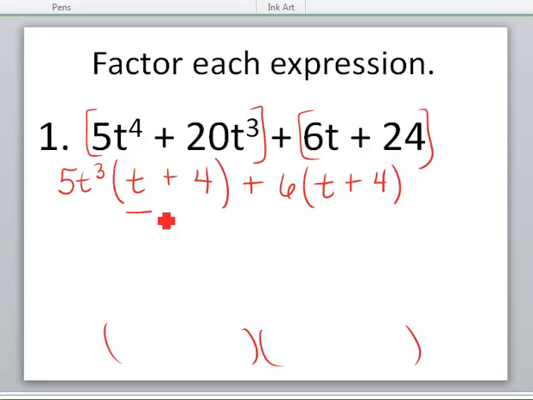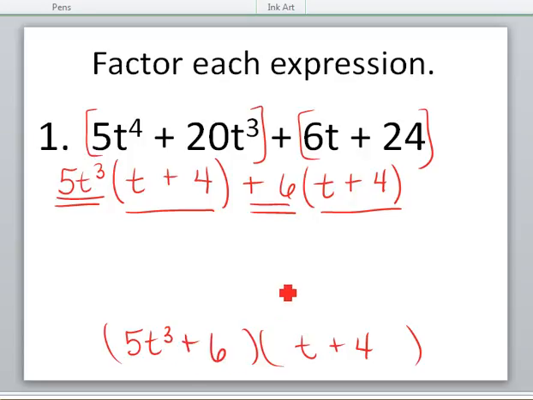Now, our goal is to make sure that these sets of parentheses are identical, because if they are identical, we can just write them one time, and then we can put the parts out in front, the parts that we would be distributing to those, in a separate set of parentheses. Notice how that works out.